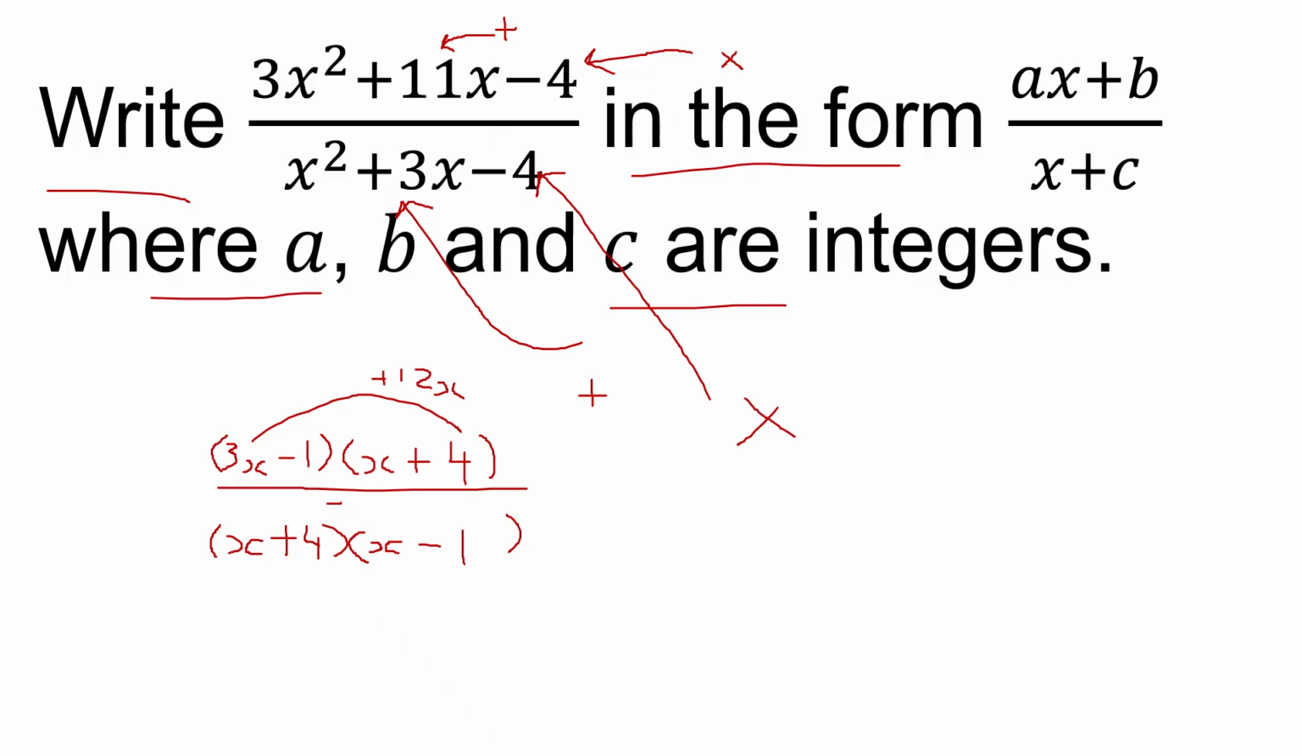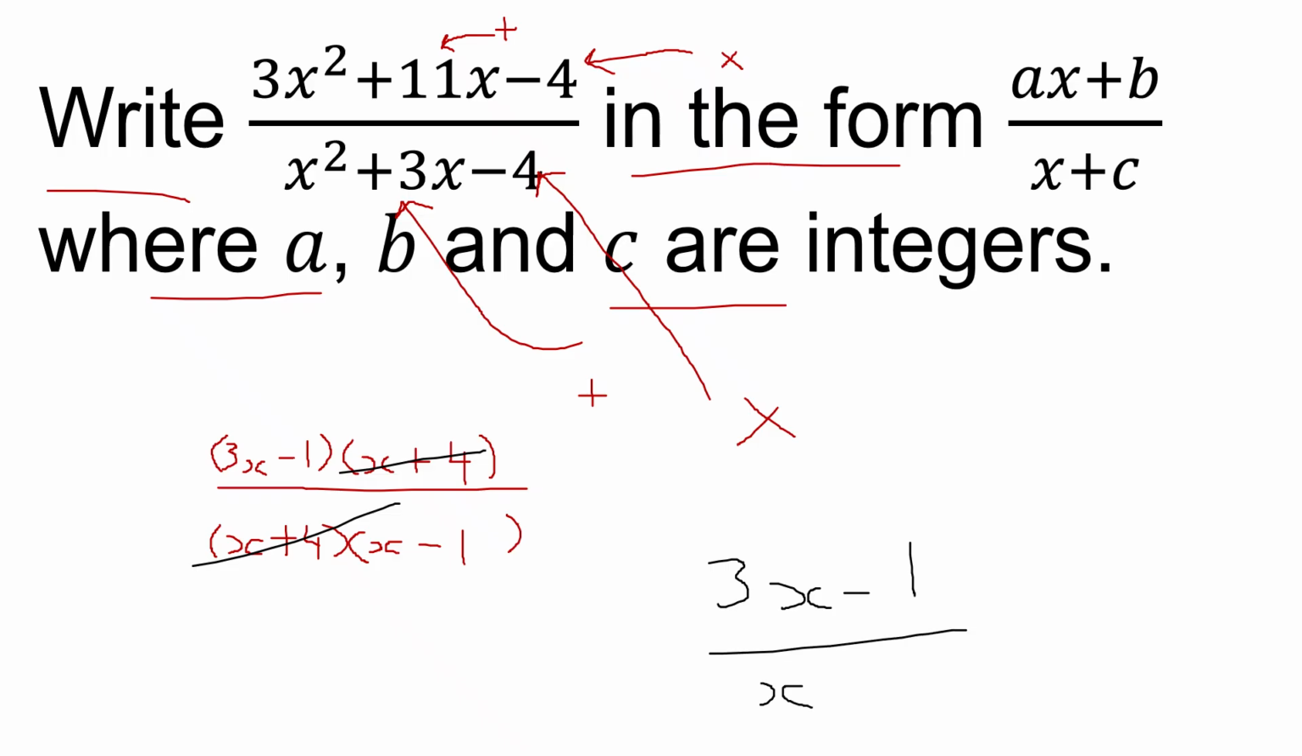Final step now, guys, is to cancel our fraction. Looking for the common factors, I can cancel an x plus 4 on the top and bottom, leaving me with just 3x minus 1 all over x minus 1. And that's how to simplify a tricky algebraic fractions problem involving factorization.